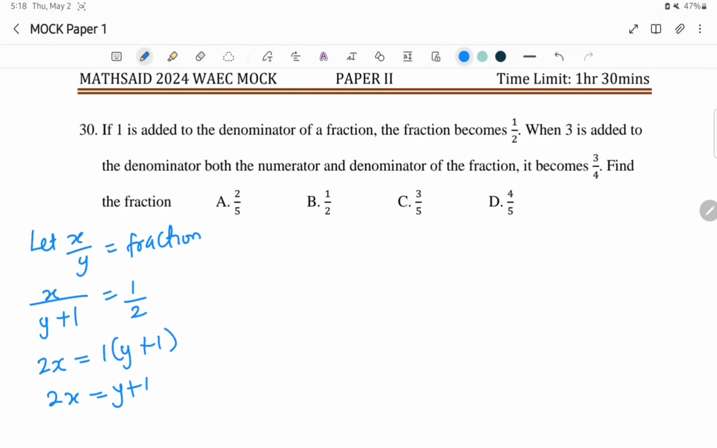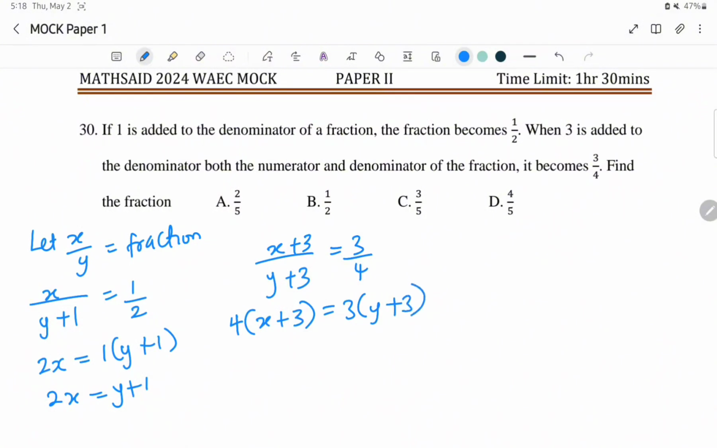Then the second part of the question: when 3 is added to both the numerator and the denominator, that means x over y, we are now adding 3 to both the denominator and the numerator. The fraction becomes 3 over 4. Well, we are also going to cross multiply here. That means 4 into x plus 3 equals 3 into y plus 3. That's 4x plus 12 equals 3y plus 9.